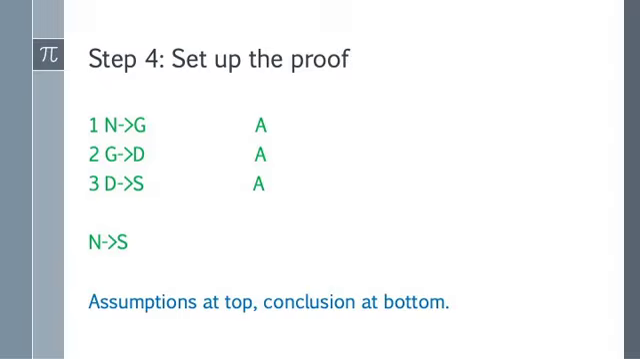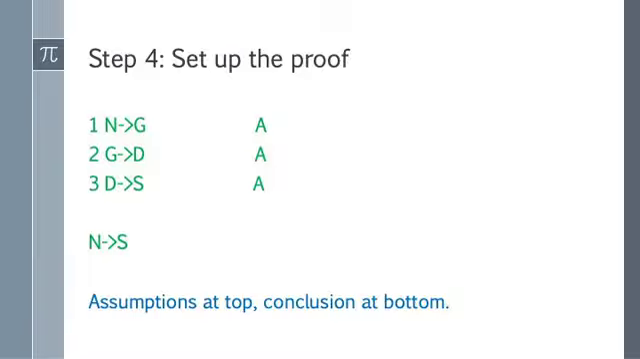Once you set up the proof, you want to look at the conclusion and say, well, how do I get there? How do I get N arrow S? The first thing you should notice is what kind of statement it is. Sometimes you have a conjunction, a disjunction, etc. In this case, you have an arrow, a conditional. You have N leading to S. So that's important for you to note.